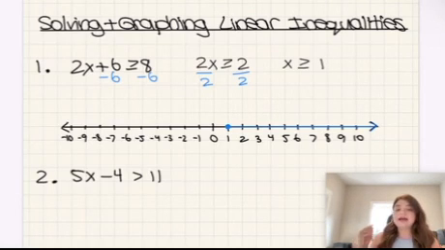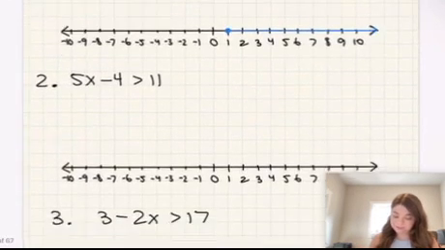Now let's say it was x is strictly greater than 1, then we would have an open hole rather than a filled in hole. And we'll see that in the next example.